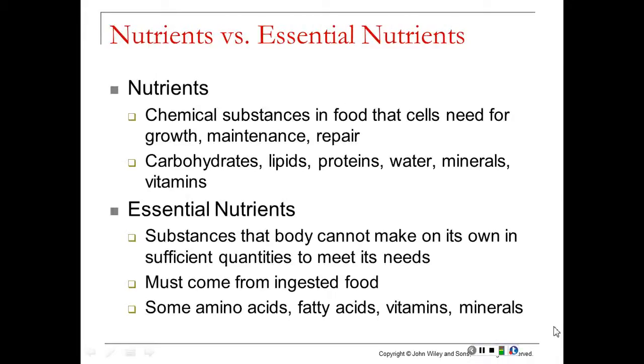Alright, so we're picking up with chapter 14, and this is part 3. We're going to begin our discussion on nutrition. So let's talk about what nutrients are, and then we'll define essential nutrients.